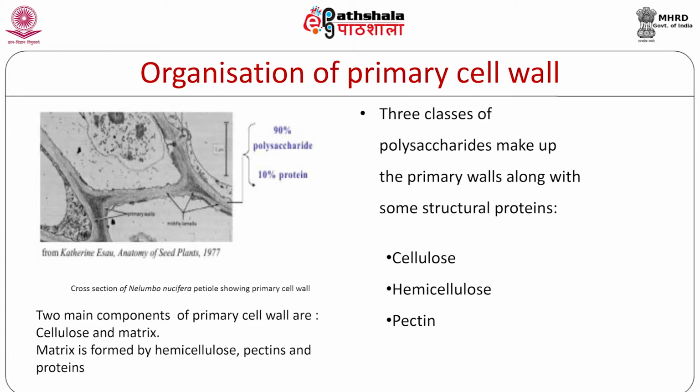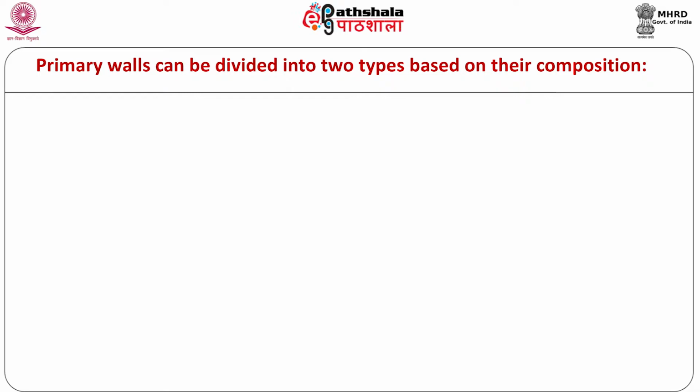The basic structure of the primary cell wall shows the presence of cellulose microfibrils embedded in a highly hydrated matrix. The matrix consists of hemicellulose, pectins and a small amount of structural proteins. The matrix is a highly hydrated gel phase in which cellulose microfibrils are embedded. The primary cell wall can be divided into types based on their composition.